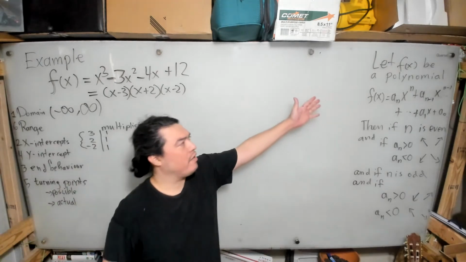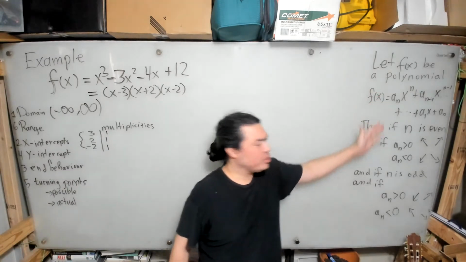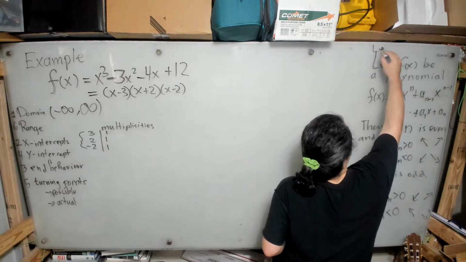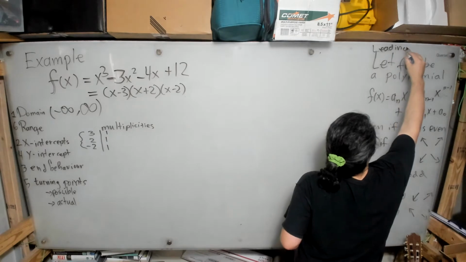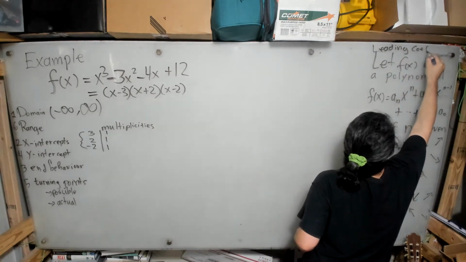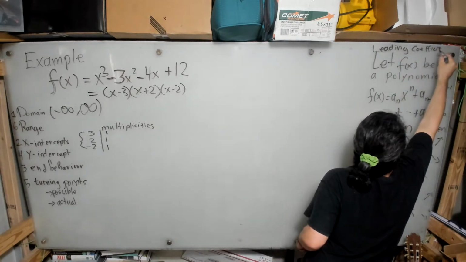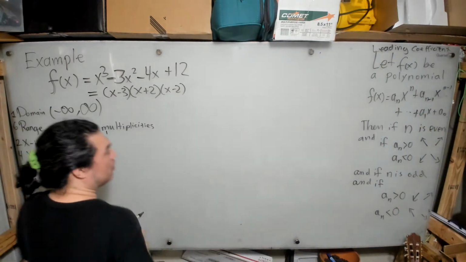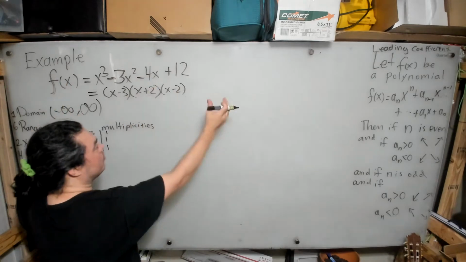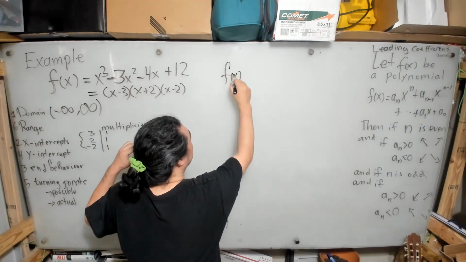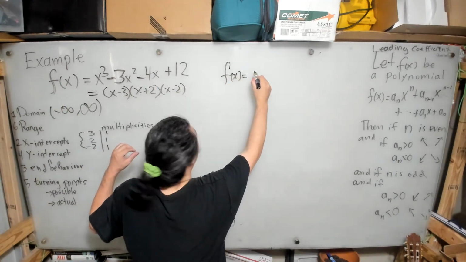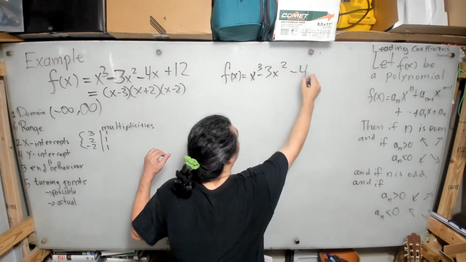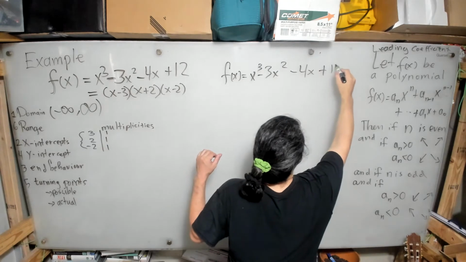So here I have summarized the so-called leading coefficient test. The purpose of the leading coefficient test is to let us find the end behavior of a polynomial. So I'm going to copy our polynomial here for our purposes. f of x equals x cubed minus 3x squared minus 4x plus 12.